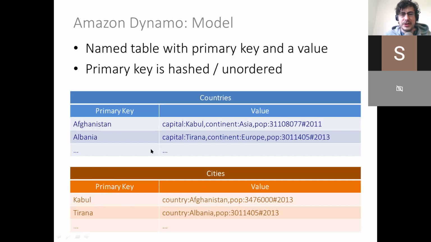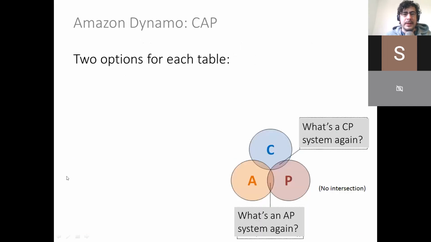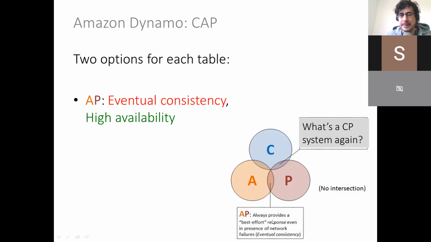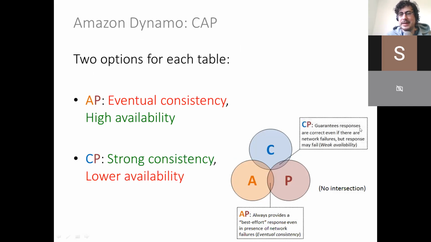So this is the overall structure. We can have different tables. So we can have different maps, essentially one for countries, one for cities, and so forth, one for products, one for recommendations, one for users, whatever we need it for. In terms of CAP, we have 2 options for each table again. We can have an AP system first, which would be this idea of emphasizing availability over consistency. And we have a CP system, which is emphasizing consistency over availability.